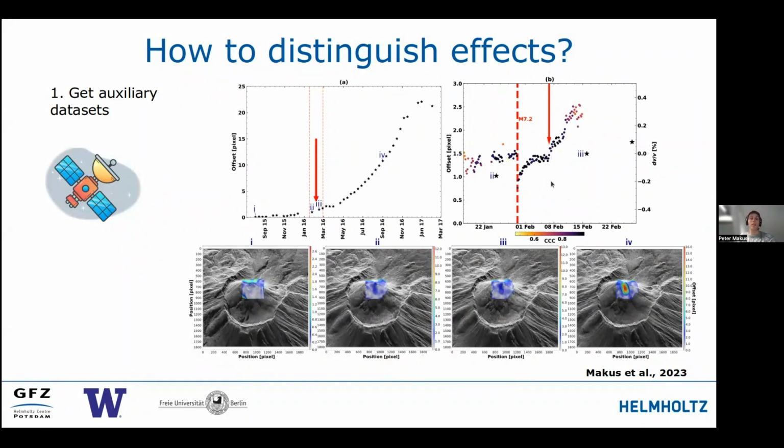So this is quite nice. It seems to really check out right now. And well, we see this velocity increase, which is, I would say, due to volcanic inflation.